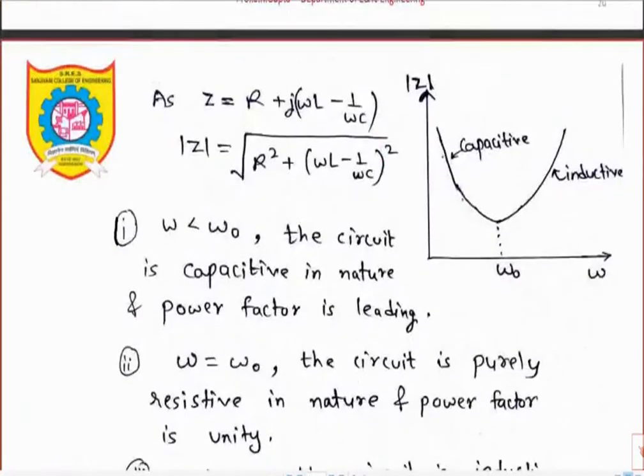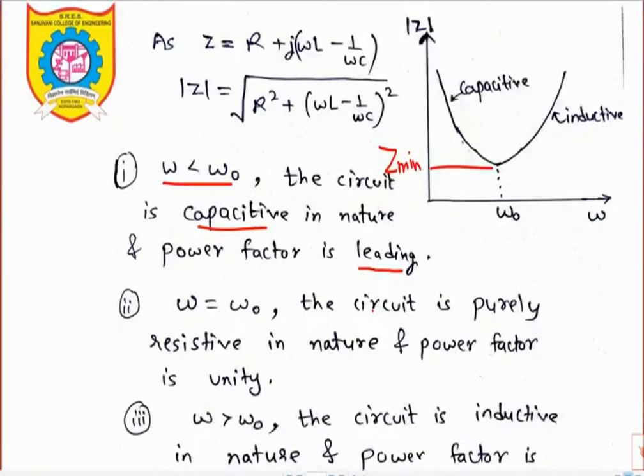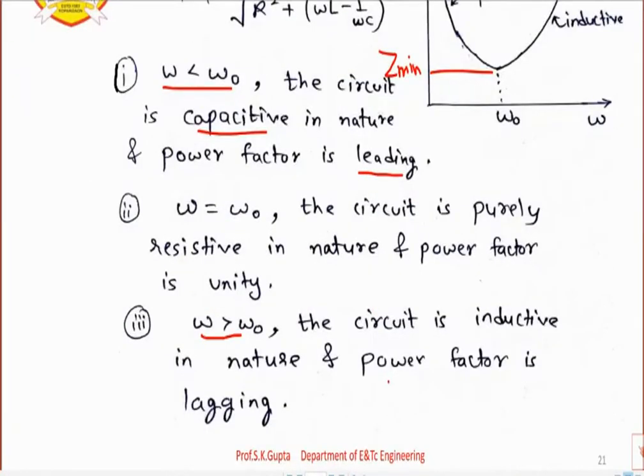Then the graph of impedance versus frequency. At resonant frequency, we have minimum impedance. When omega is less than omega 0, the nature of the circuit is capacitive and the power factor is leading. When omega is greater than omega 0, the nature of the circuit is inductive and the power factor is lagging. And at omega equal to omega 0, the circuit is resistive in nature and the power factor is unity.